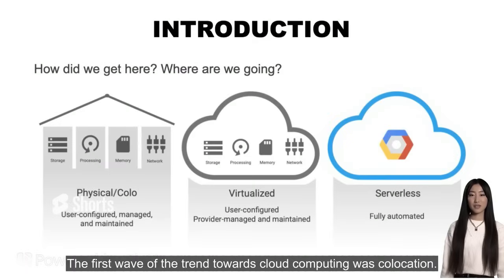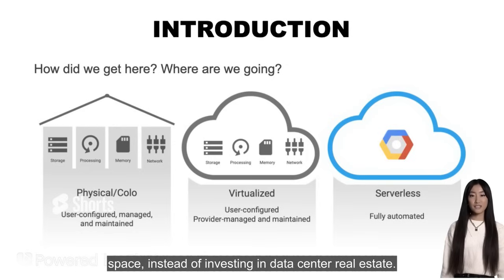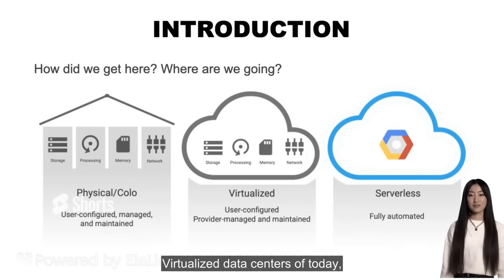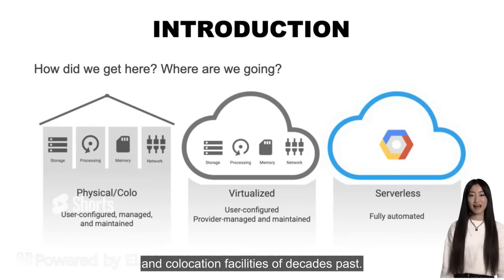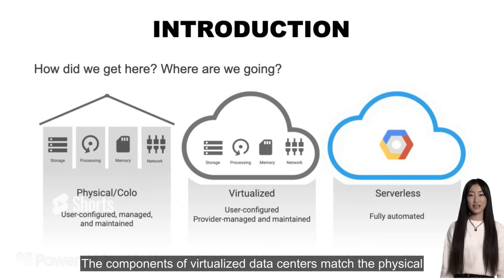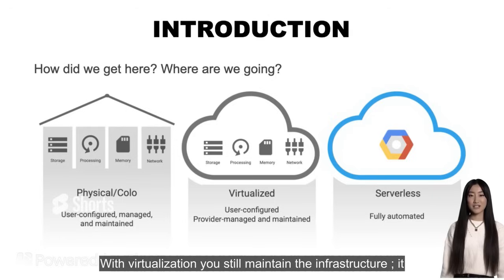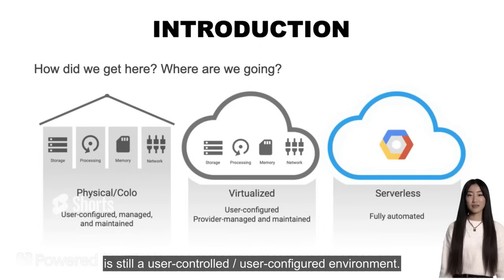The first wave of the trend towards cloud computing was colocation. Colocation gave users the financial efficiency of renting physical space, instead of investing in data center real estate. Virtualized data centers of today, the second wave, share similarities with the private data centers and colocation facilities of decades past. The components of virtualized data centers match the physical building blocks of hosted computing, but now they are virtual devices. With virtualization, you still maintain the infrastructure. It is still a user-controlled/user-configured environment.